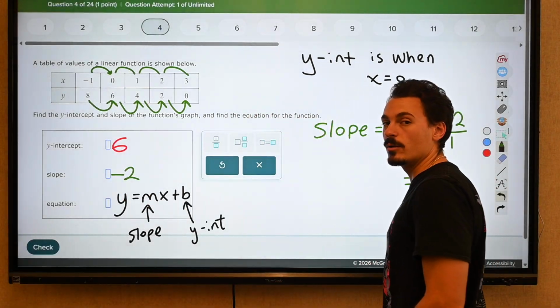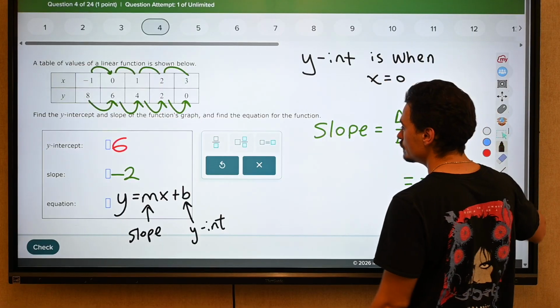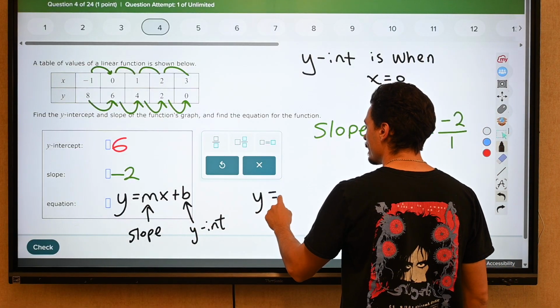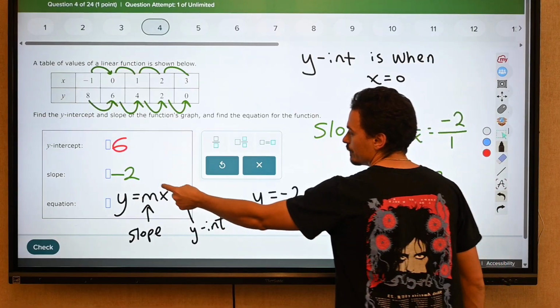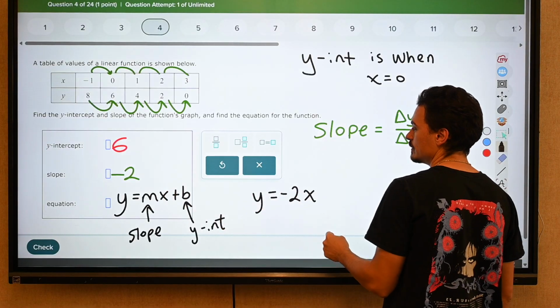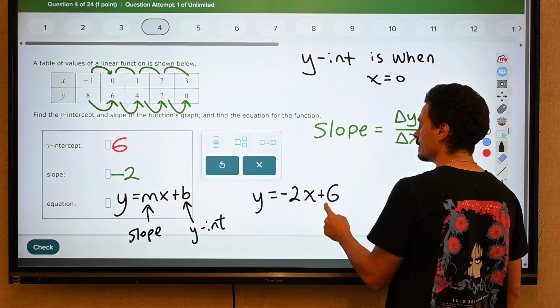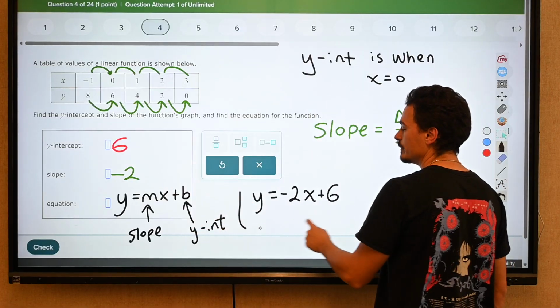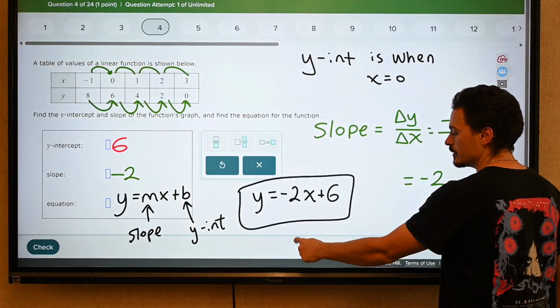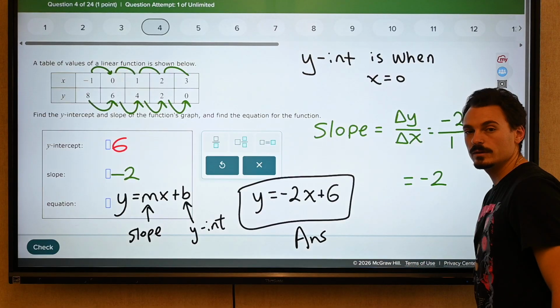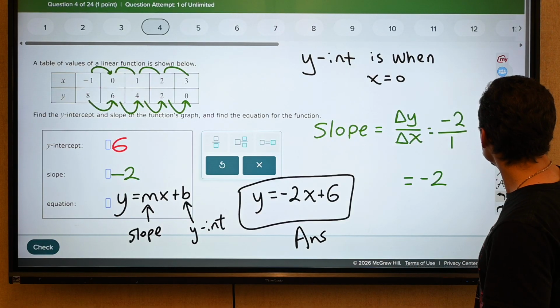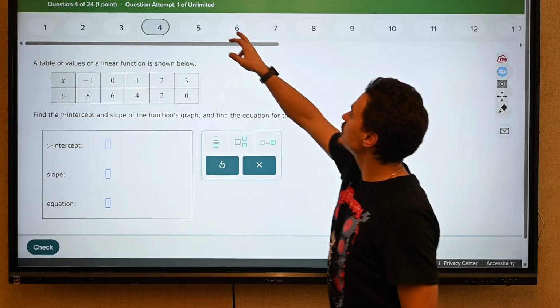The way we write our equation is we write y equals -2, the slope, times x plus 6, because 6 is the y-intercept. And that's our answer. All right? Awesome.